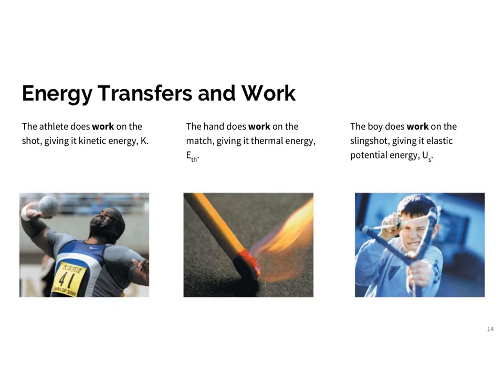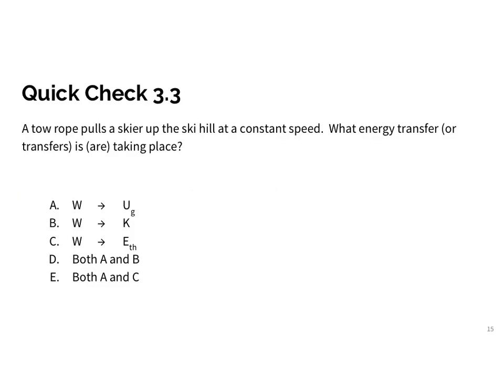This athlete over here has a shot put. They do work, giving it kinetic energy. You exert a force on a match to do work that creates thermal energy on the match, which causes it to light. Your body does work pulling a slingshot back, giving it elastic potential energy. When you release it, the slingshot has kinetic energy. So in all these things, you're doing work, exerting a force over a distance.